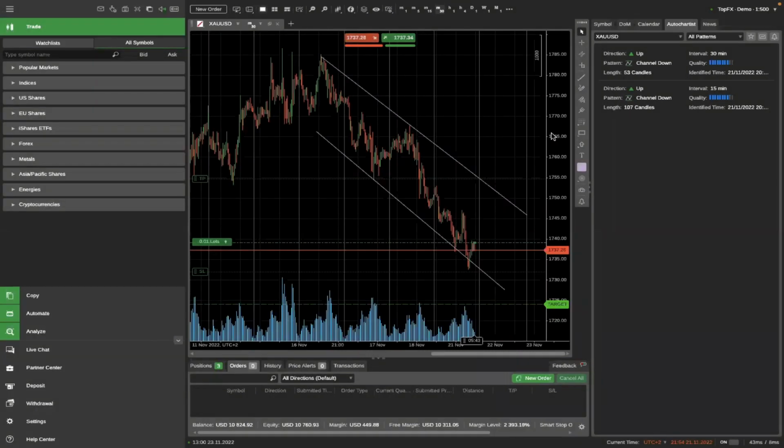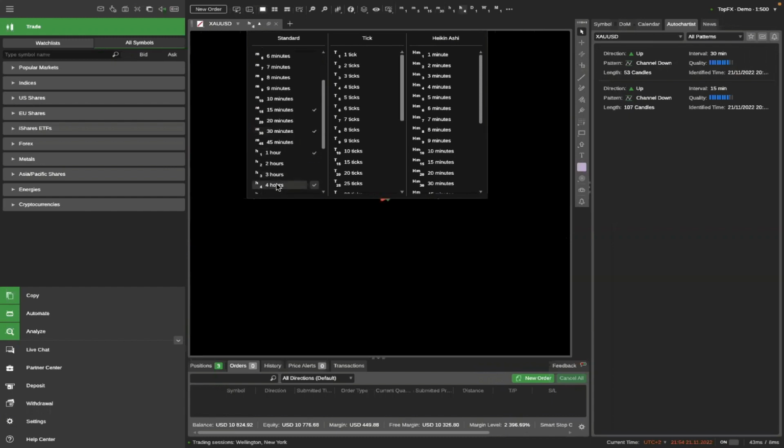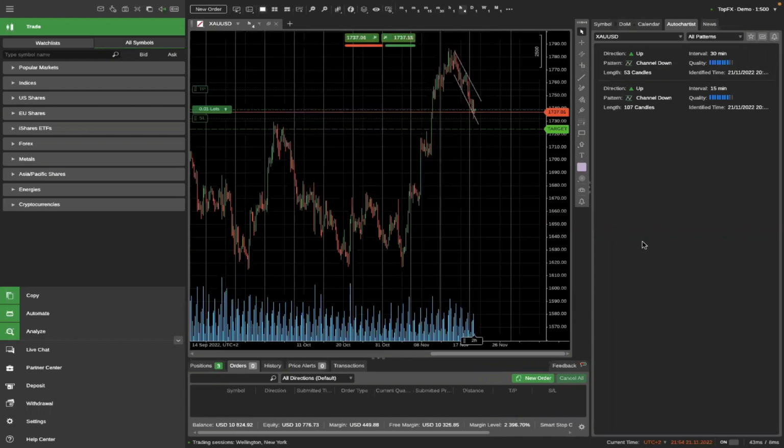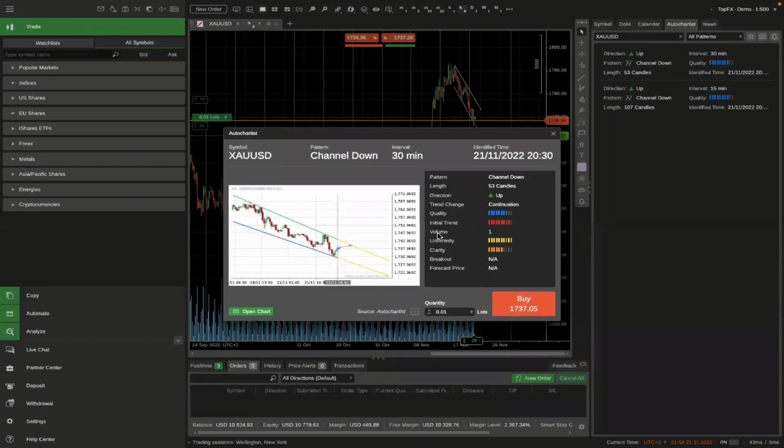However, there is one more thing here that I would like to show you, that shows you how to cleverly use this kind of Autochartist. What you do is switch to the 4-hour chart. There you are. The 4-hour chart is here, and as you can see, as indicated by this Autochartist window here, the initial trend is very strong, 9 out of 10.